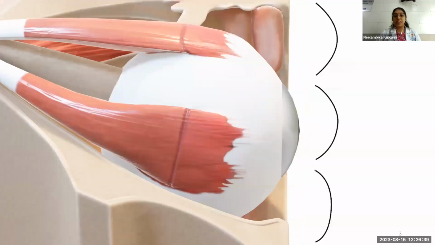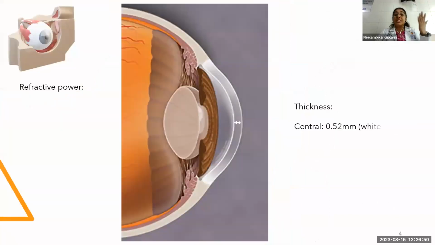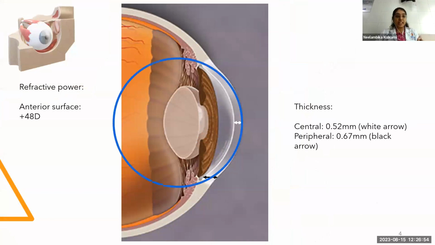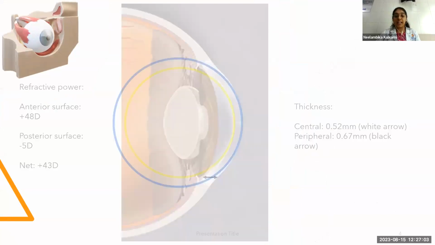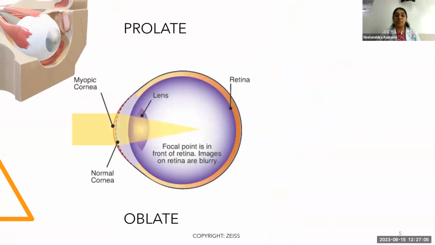The shape of the cornea is such that centrally it is steeper and the periphery is flatter, which is called prolate shaped, as opposed to oblate shaped, where it is flatter in the center. Then we come to the thickness, which is thicker in the periphery and a little bit thinner in the central area. And the anterior surface, as we know, the cornea contributes about plus 43 diopters of the total refractive power of the eye, which is a very important point.